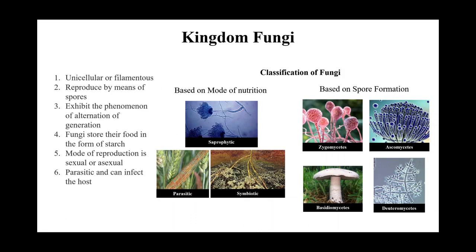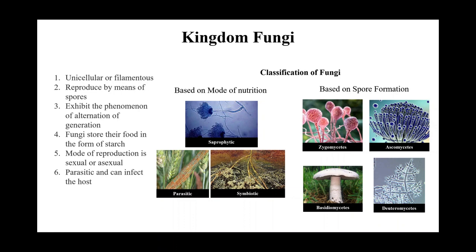Then we have fungi. These fungi are unicellular and filamentous. They reproduce by means of spores. Spores are small little cells which, when they move to a new place or onto the soil, can germinate and give rise to the whole organism. They exhibit the phenomenon of alternation of generations. Basically, that means they can be gametophyte or sporophyte. And because they are heterotrophic in nature, they store their food, because they don't produce it.